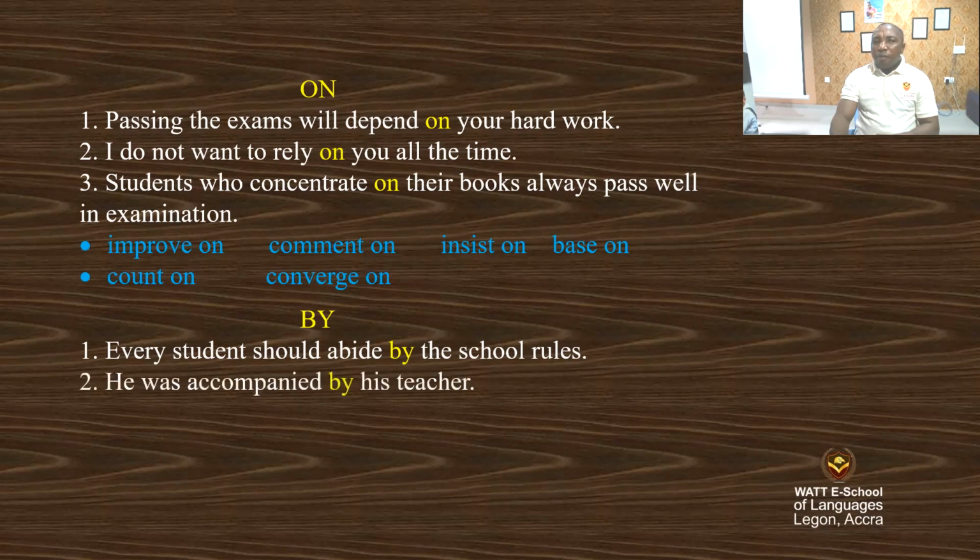He was accompanied by his teacher. You can see that the word accompany goes with by, but not for. They were surrounded by five policemen. So the words abide, accompanied, and surrounded go with by. That's what you should know.